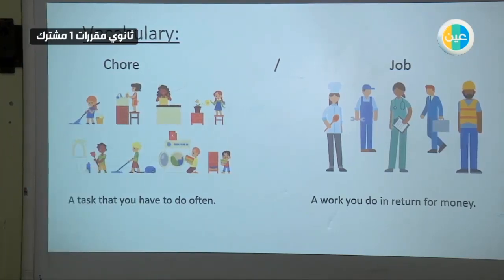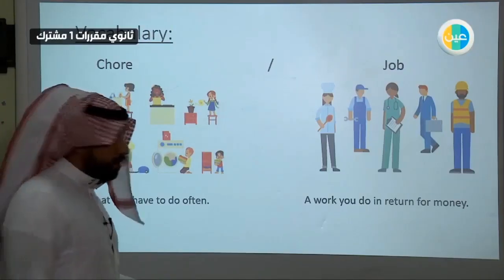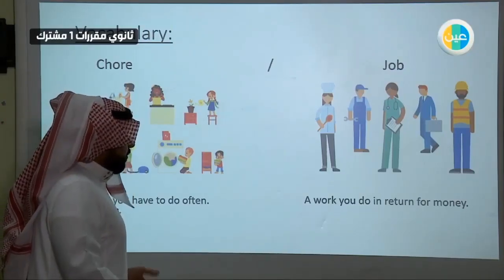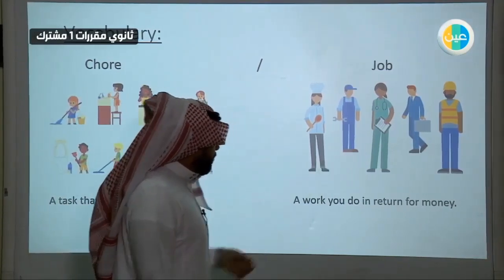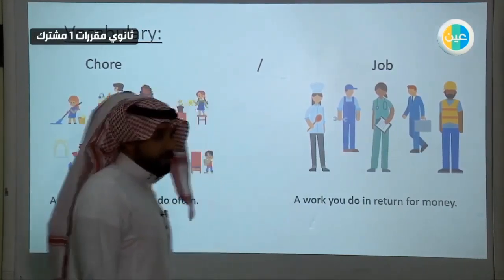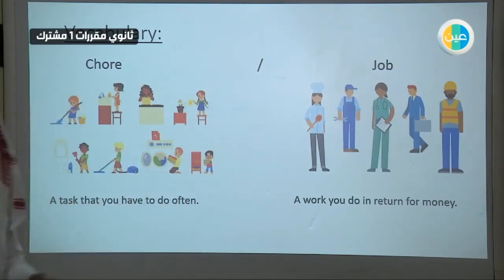Job, it's work you do in return for money. So you're doing this and you will get paid for this thing. For example, to be like a doctor, maybe a lawyer, a chef, and etc. This is the difference between chore and job.